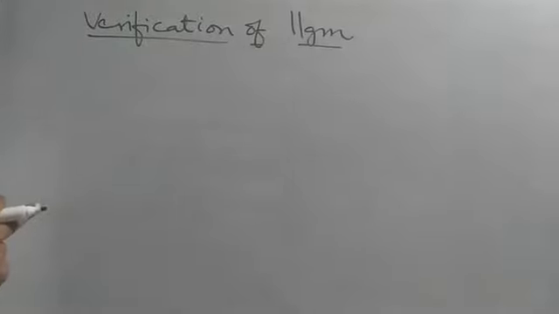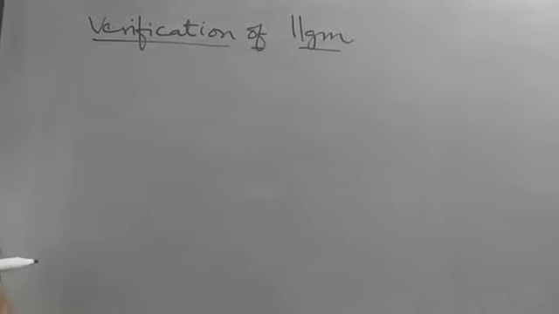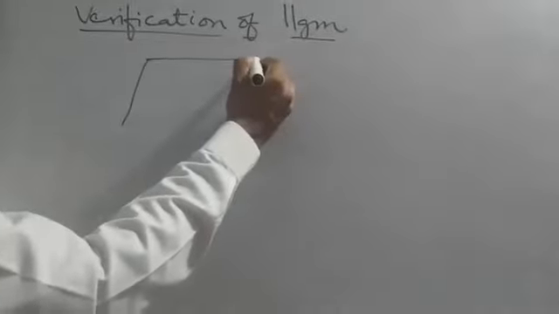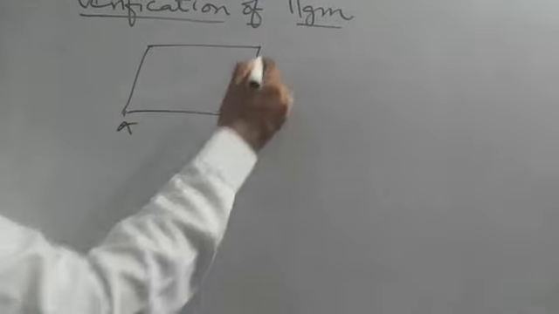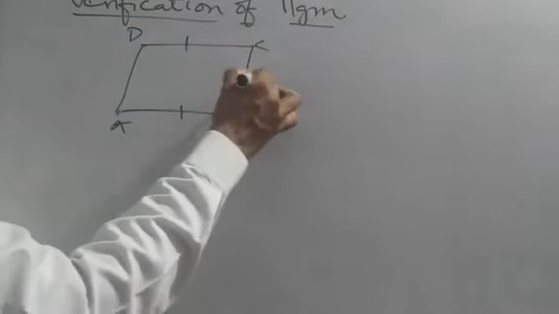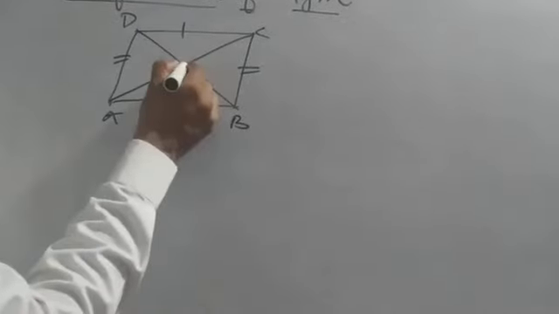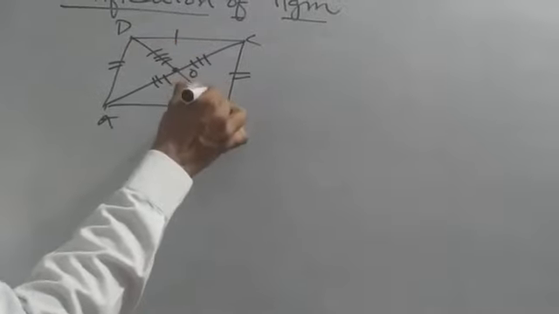Another application: verification of a parallelogram. Already we have learned how to verify that the given quadrilateral is a parallelogram by using the distance formula. Instead of using the distance formula, we can now use another property of a parallelogram. In a parallelogram, not only are the opposite sides equal, the diagonals bisect each other. The diagonals bisect each other.